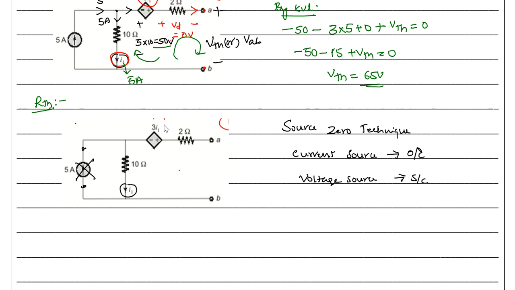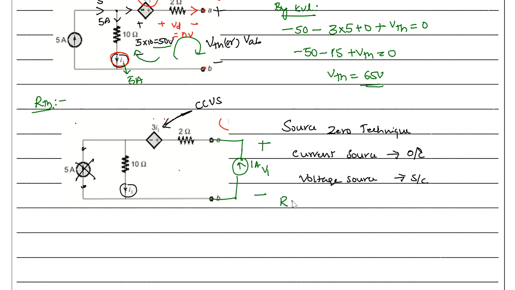But here we have the main problem. What's the main problem? Here we have a current controlled voltage source, so we cannot make it zero. For this purpose, I'll make some arrangement such that I will inject a current source of, for example, 1 ampere here, and I will assume that the voltage across it is V1.